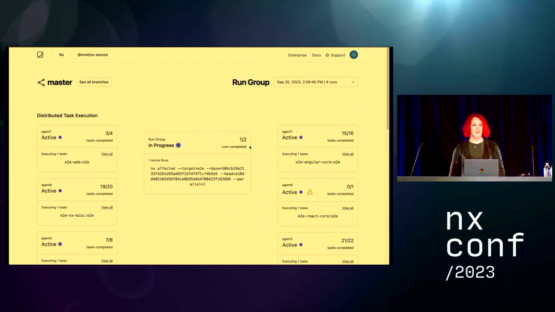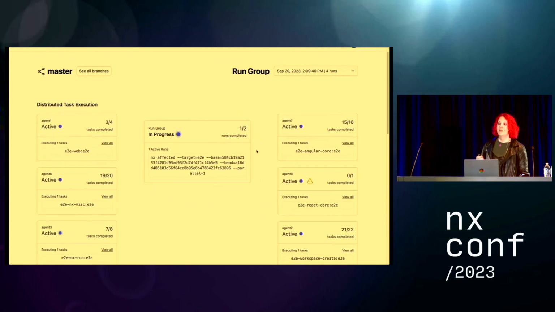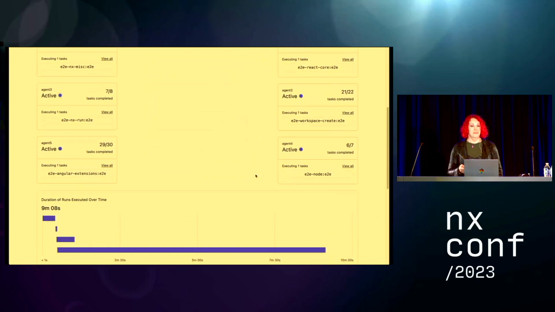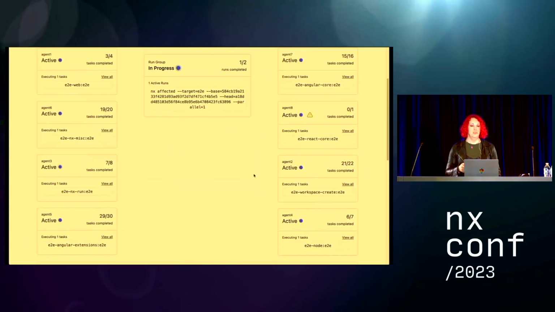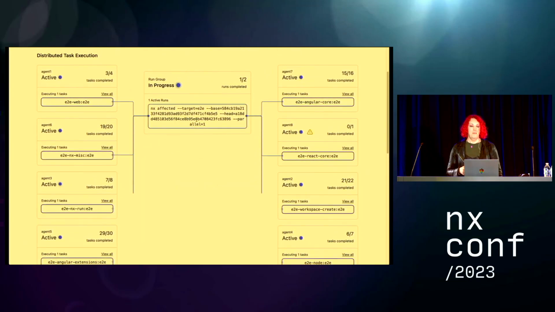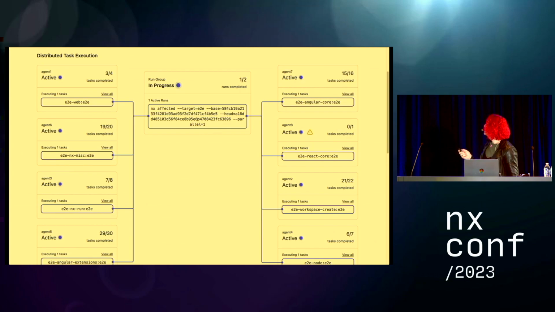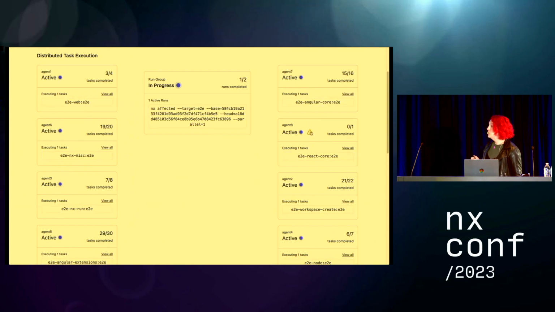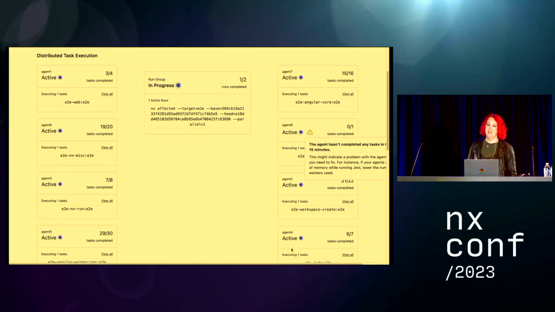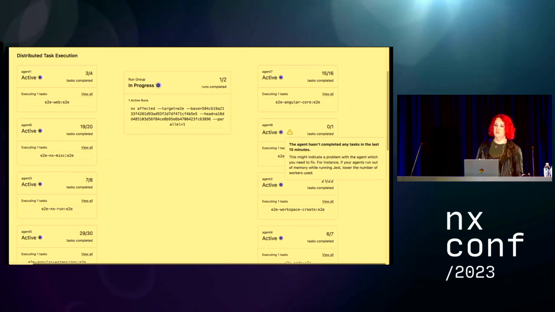Now, the real MVP for Nxcloud, at least currently, is distributed task execution. So we have a slightly updated visualization for this. For this particular run group, you can see we're distributing the E2E tasks among a number of agents. If we pay attention to agent 8 on the right there, you can see there's a warning indicator that tells us that it hasn't completed any tasks in the last 15 minutes. It gives us a little bit of advice on what might cause that and how to solve it.